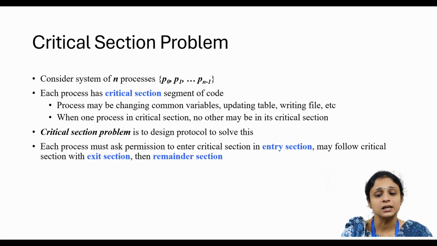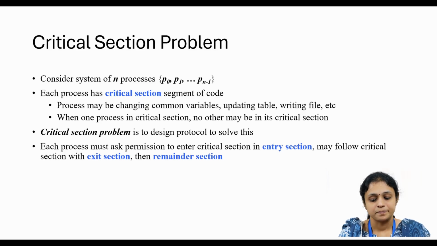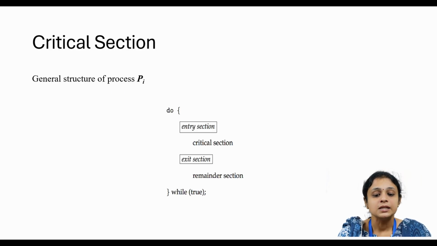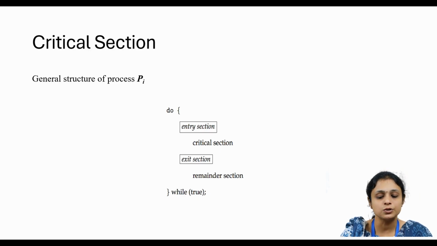To understand the critical section much better, we'll take an example of the producer-consumer problem. The concept itself says when a producer produces, the consumer is able to consume. If a producer doesn't produce, the consumer will not be able to consume anything. Now this is a general structure of the process Pi. When the condition is true, it comes as entry section, then we have the critical section, and then the exit section.